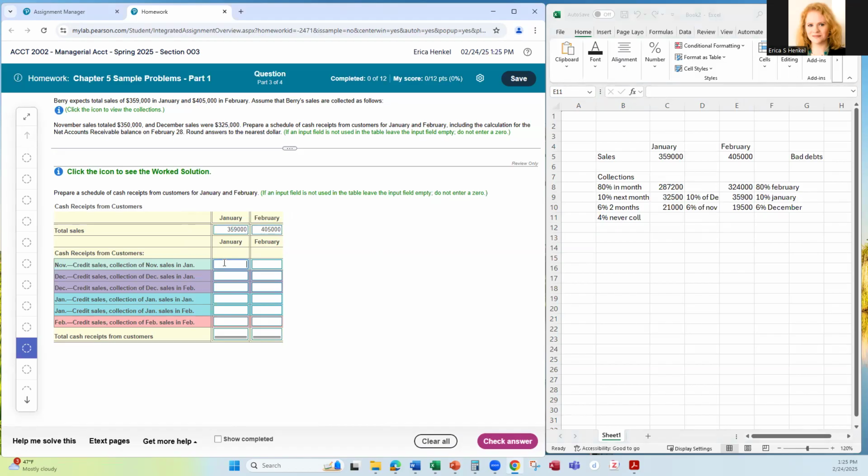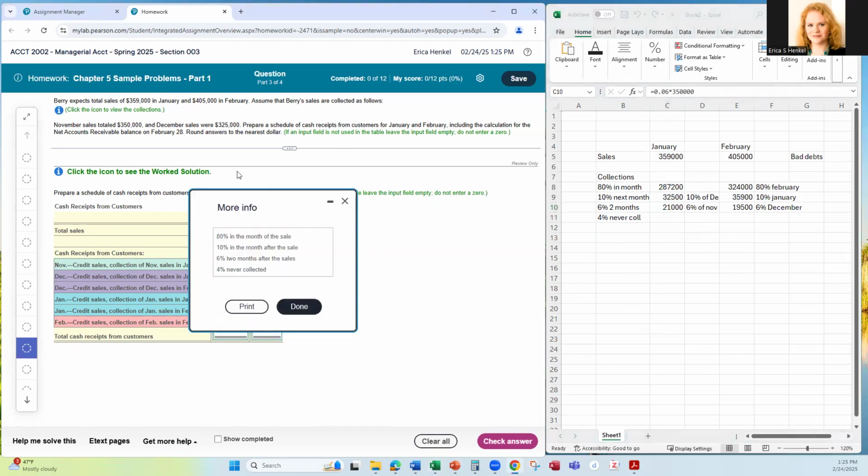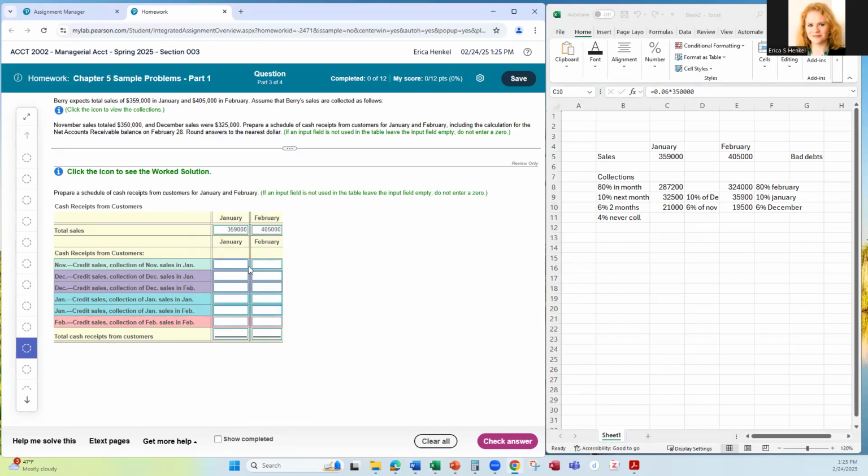So November credit sales collected in January would be 21,000. And I did this in order like they had it in here. So we want to make sure that we are getting this in the right order. They're doing oldest to newest here, so this would be the 21,000. The credit sales from December collected in January would be the 32,500, right?